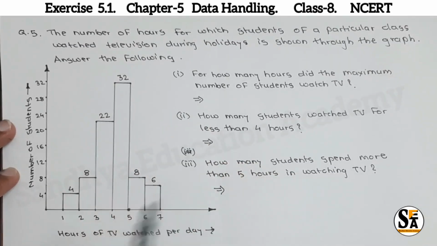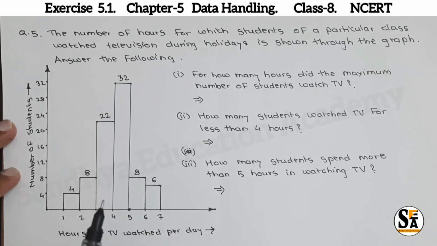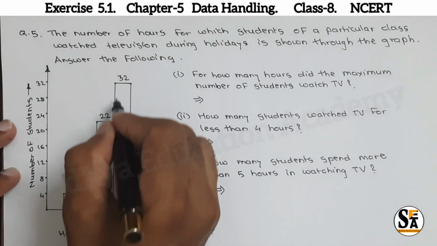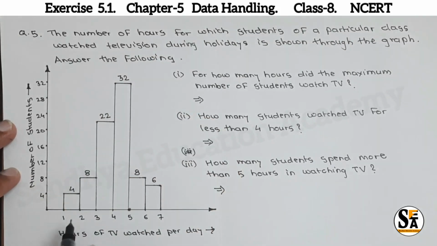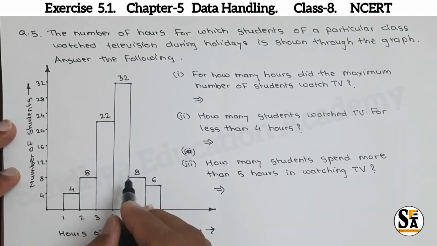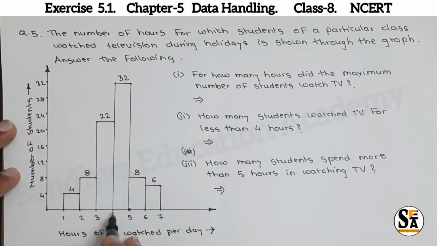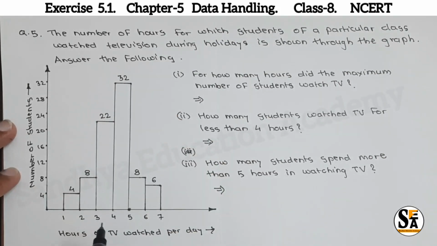What is the first question? First let us understand this histogram. In this class interval of hours, these are the number of students. Suppose 2 to 3 is the class interval, there are 8 students. If 5 to 6 is the class interval, there are also 8 students. If the class interval is 4 to 5 hours, 32 students are in the class interval of 4 to 5.